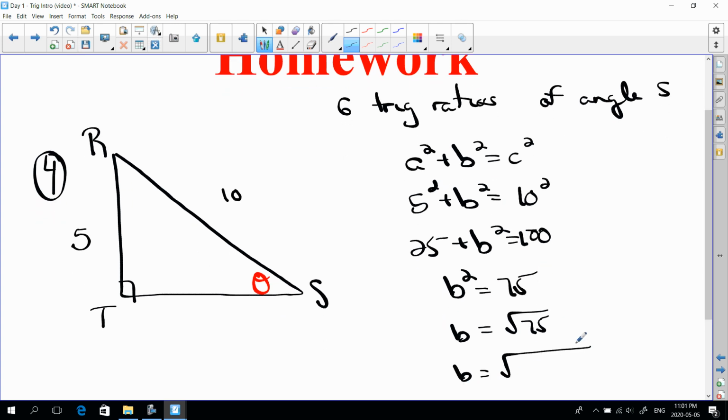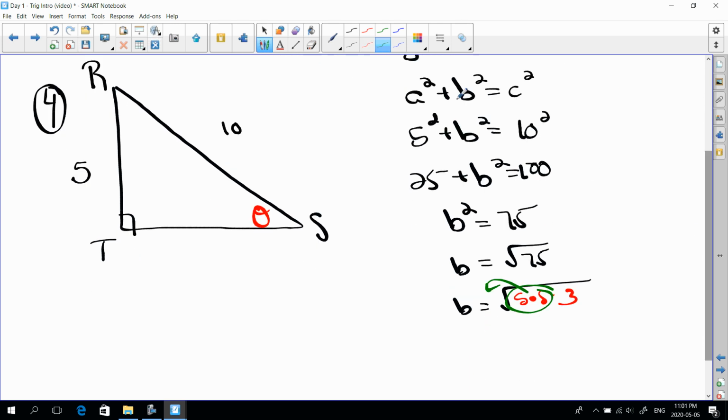I want to simplify this. 75 is 25 times 3, or 5 times 5 times 3. I have a pair of 5s. I'm pulling them out. B is going to equal 5 root 3. And remember, I don't want to write it as a decimal. I want to write it as a radical in simplest form.